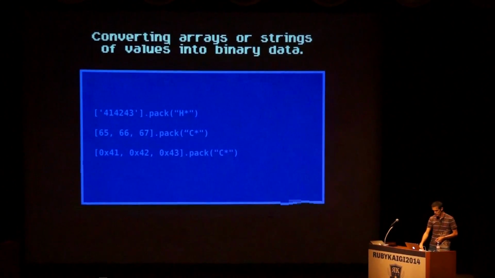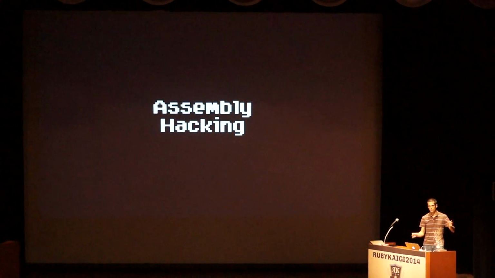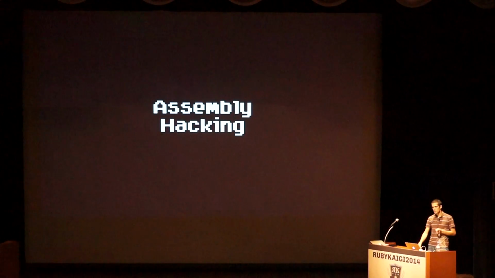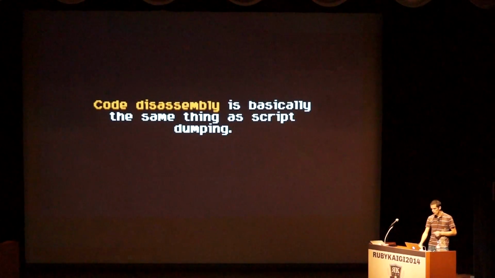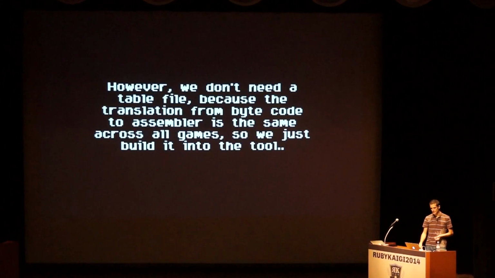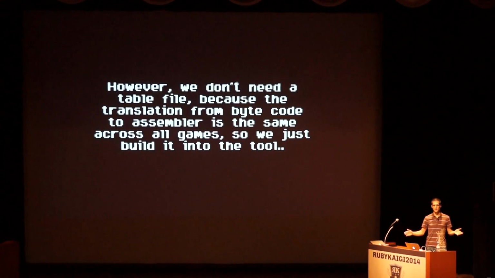Converting arrays or strings of values into binary data. I'm not sure if we'll have to come back or if they're just duplicates. But just really quickly, before we get to that, about the script reinsertion, I want to talk about assembly hacking. Code disassembly is basically the same thing as script dumping. The difference is we don't need a table file because the translation from bytecode to assembler is the same across all games. That's the difference.